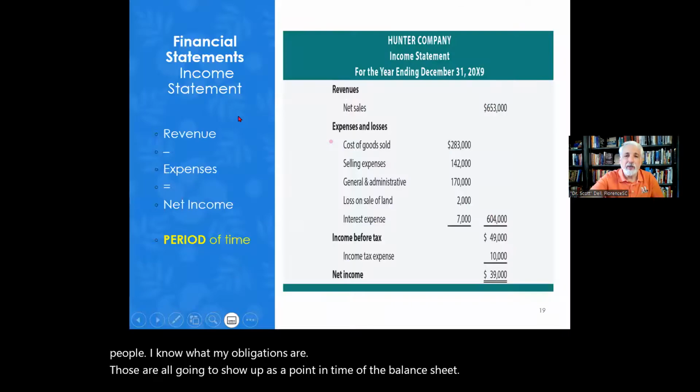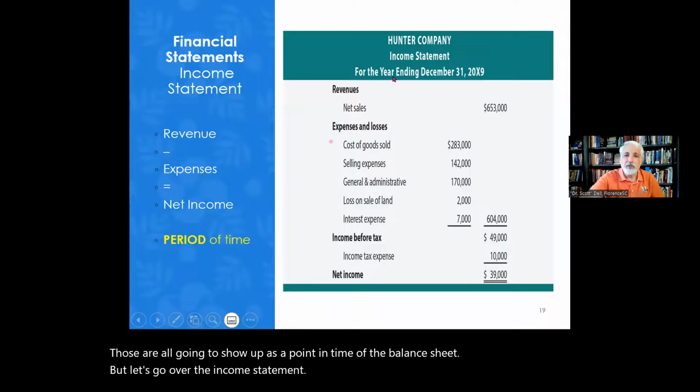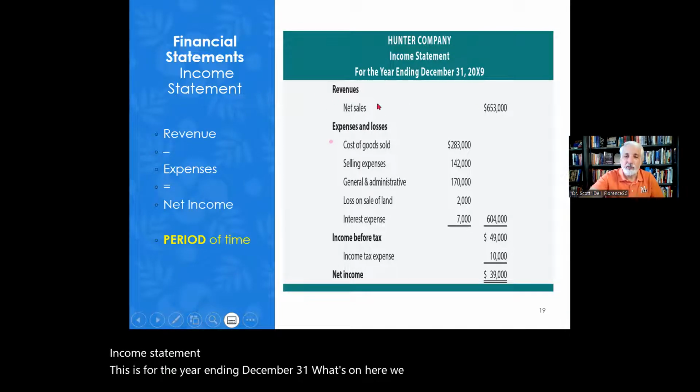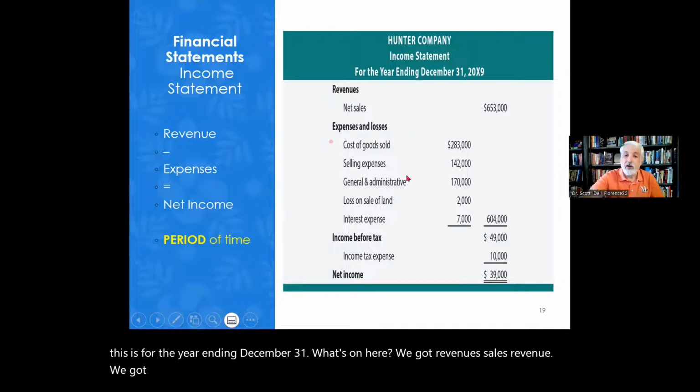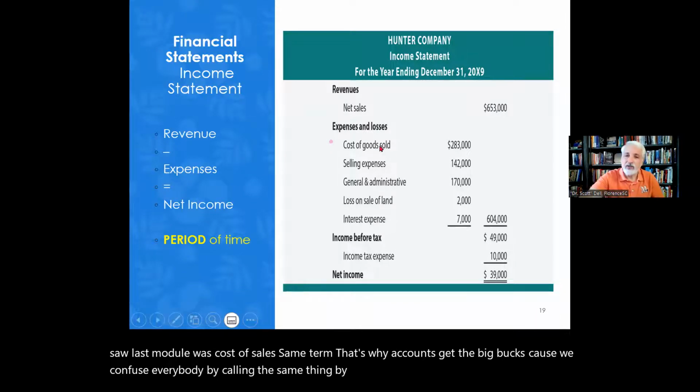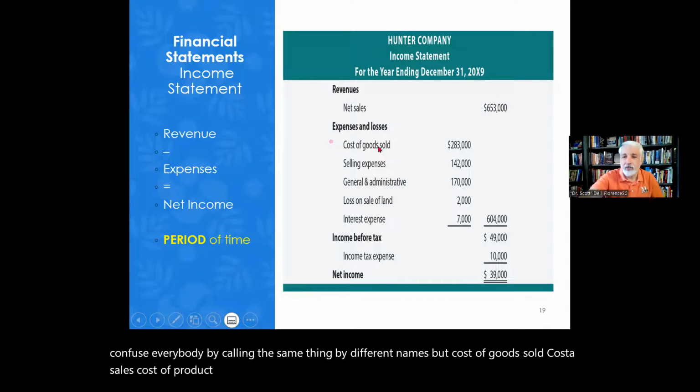But let's go over the income statement. Income statement, this says for the year ending December 31. What's on here? We got revenues, sales revenue. We got expenses. We got cost of goods sold. I think on the Walmart income statement that we saw last module was cost of sales, same term. That's why accountants get the big bucks, because we confuse everybody by calling the same thing by different names. But cost of goods sold, cost of sales, cost of product sold, cost of oil for an oil company. You're going to see different names for cost of goods sold.